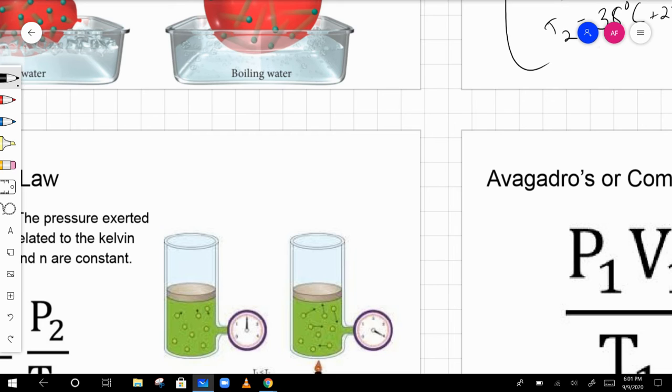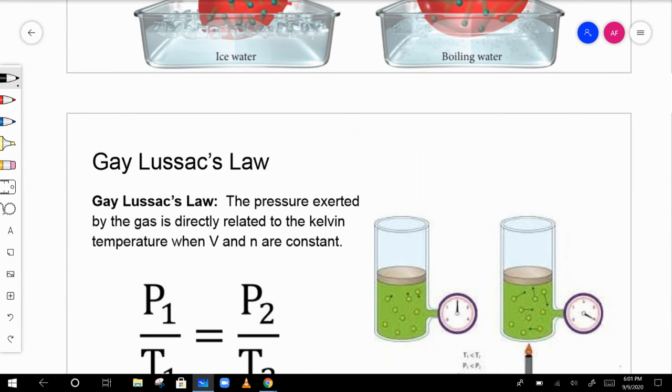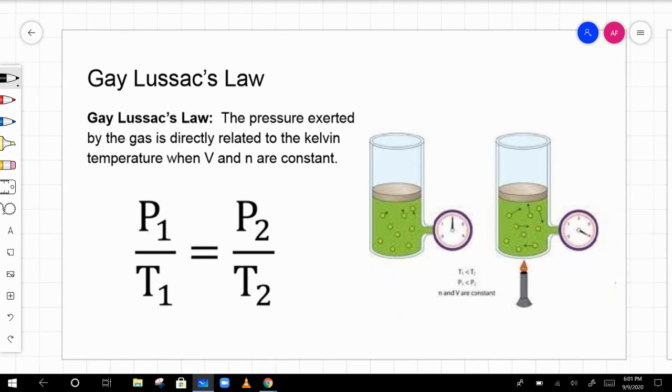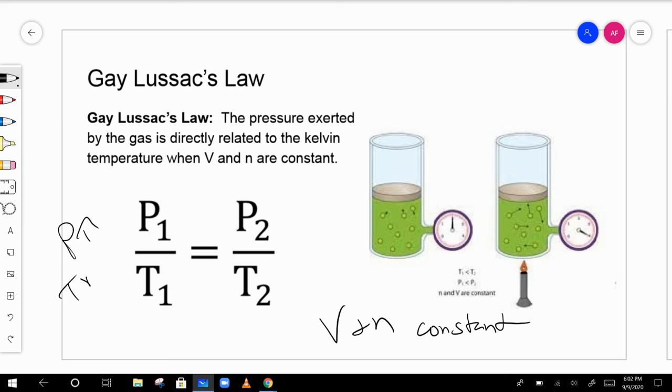I always ask myself if it makes sense. Okay, next, Gay-Lussac's law relates pressure and temperature. We hold volume and number of moles constant. And these are, again, directly related. Pressure goes up as temperature goes up. That's simple. Okay, temperature must be in Kelvin. Doesn't matter what pressure is in.